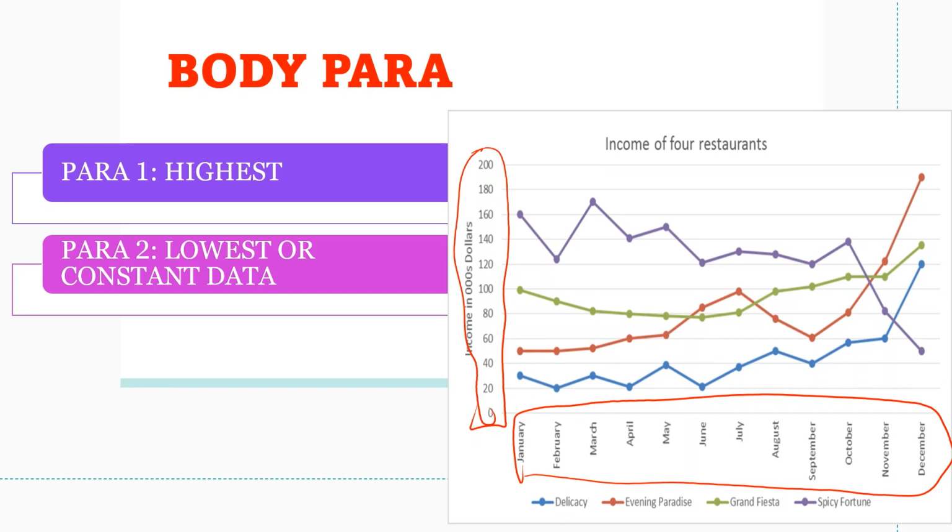Whenever you see the x-axis, it is not necessary that you have to cover everything, every month or every year that has been given. Instead of January, February, if it was 2010, 11, 12, 13 till 20, it's not necessary that you cover all the areas and make it a 250-word essay.